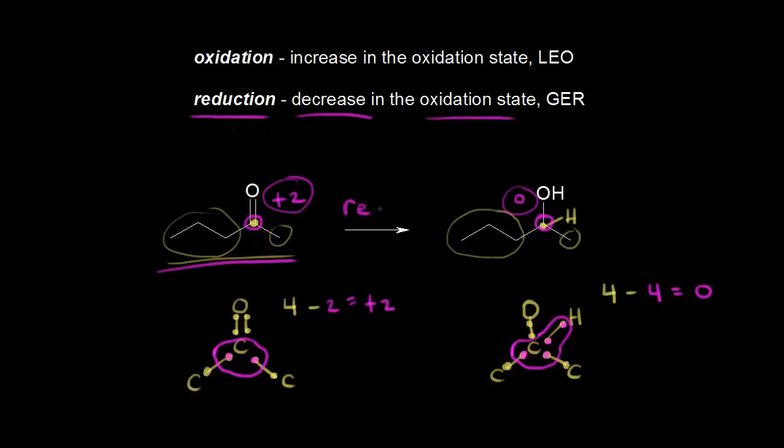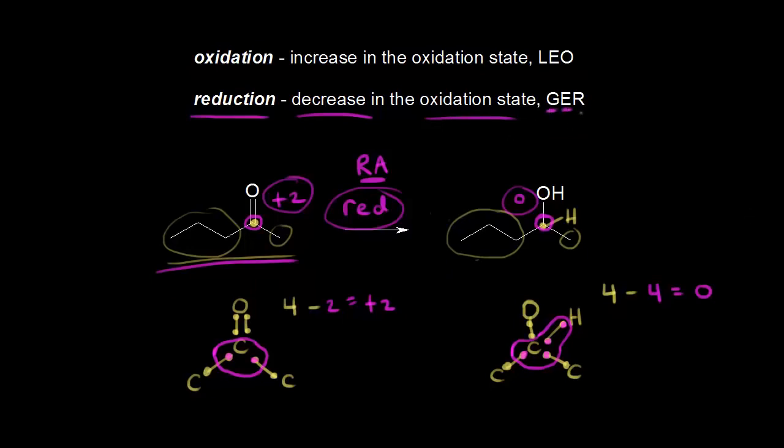Our starting compound was reduced, which means we would need some sort of reducing agent to accomplish this reaction. And it's the reducing agent that would be oxidized, because if something is reduced, something else has to be oxidized. We could also think about our other definition for reduction.